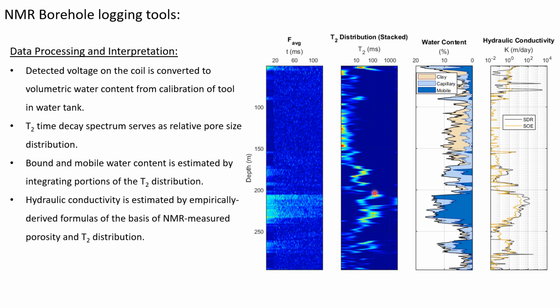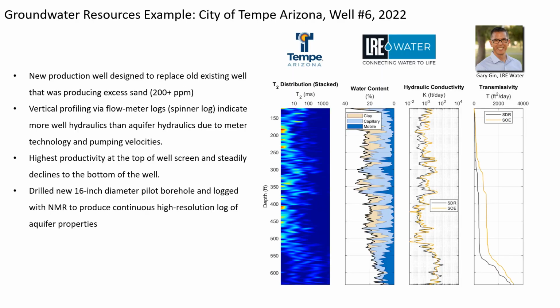If you go to this region, it is more medium-sized sand. And in this region, you also see a very long relaxation time associated with very large pores, so it's probably some gravel here. Then, based on this plot, we can estimate bound and mobile water content, as shown here. The final step is to estimate hydraulic conductivity by empirically derived formulas on the basis of NMR-measured porosity and T2 distribution. Here's a specific example that used borehole NMR in a groundwater resources application.